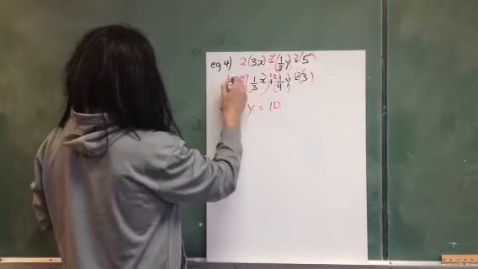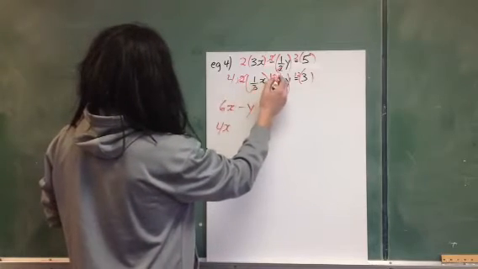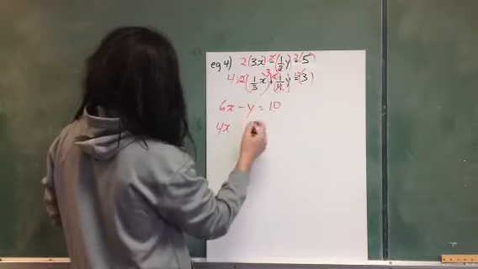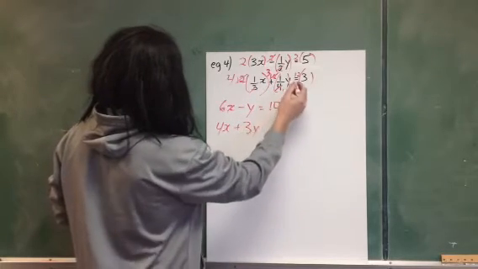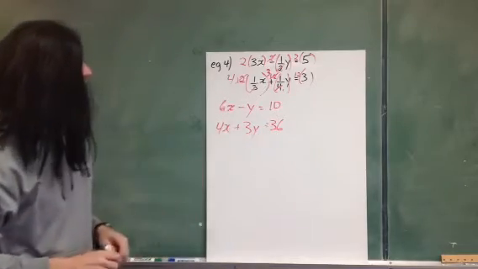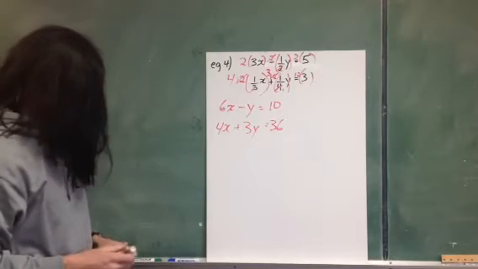So 12 and 3 reduce down to 4. 4 times 1x is 4x. And 12 and 4 is 3 when I reduce, 3 over 1. 3 times 1y is positive 3y. And 12 times 3 is 36. Okay, there. Now I'm dealing with whole or integer coefficients. It's going to be much easier.